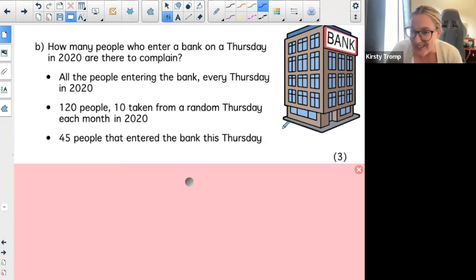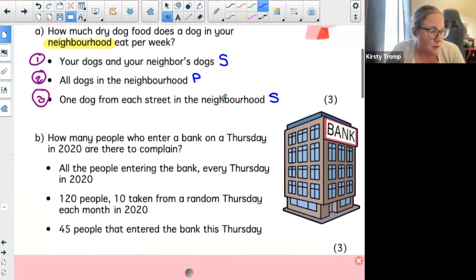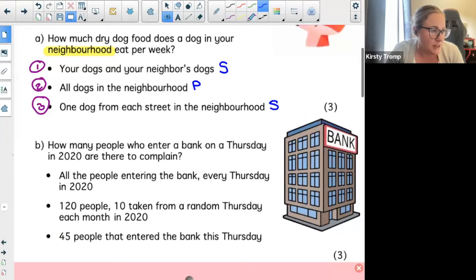Okay, guys, there is our next question for you guys. How many people who enter a bank on a Thursday in 2020 are there to complain? I'm just going to move this up for those people who are still writing for the previous one. Okay, it depends on your bank, hey guys. How many people are going to complain about the bank? No, I'm joking. But how many people on a Thursday would be there to complain?